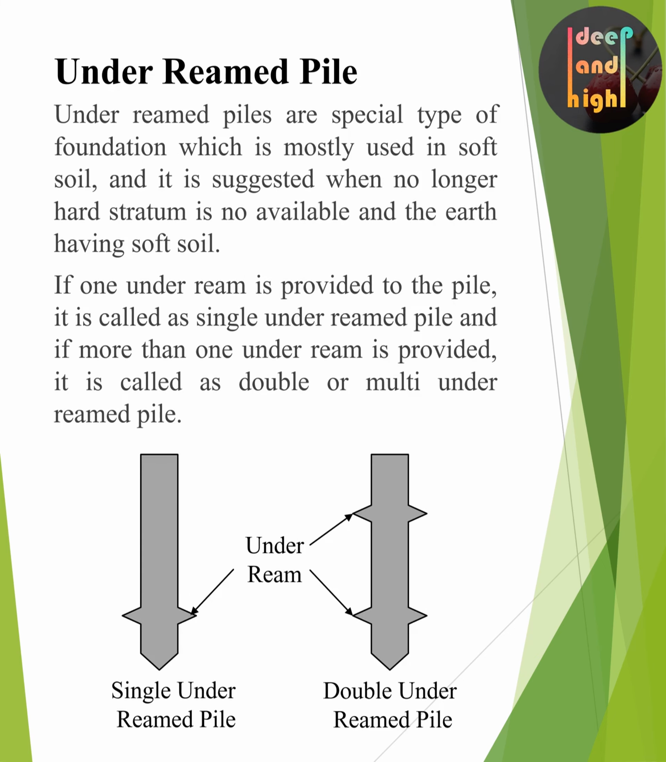Underreamed pile is a special type of pile, having a bulb-shaped portion, which is to increase the load carrying capacity. It is suggested in a situation like friction pile, where for a long depth only loosely packed soil is available. If one underream is provided to the pile, it is called a single underreamed pile, and if more than one underream is provided, it is called a double or multi-underreamed pile. With one additional underream, the bearing capacity is increased by about 50%. Hence it increases the load carrying capacity.